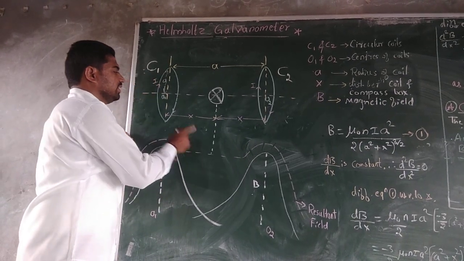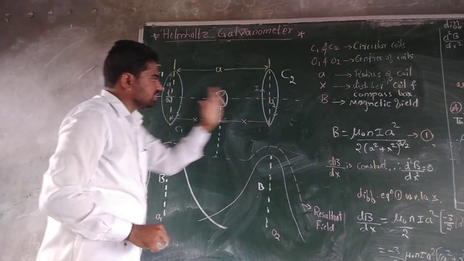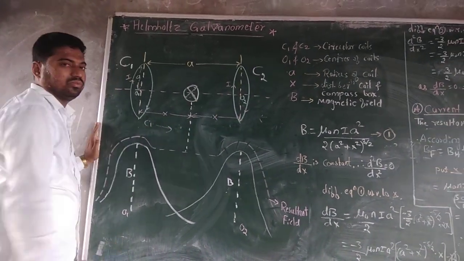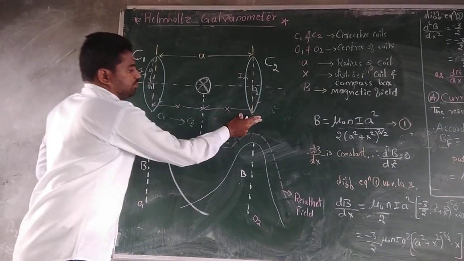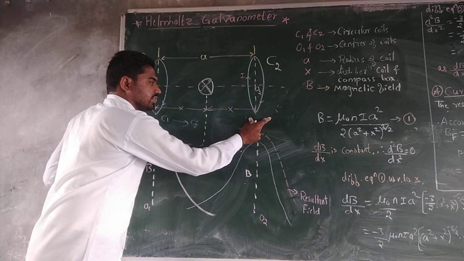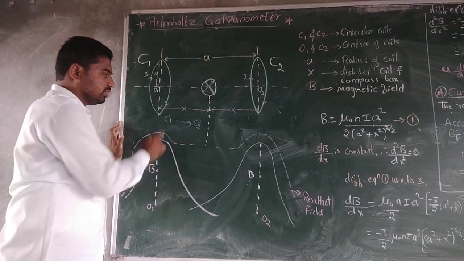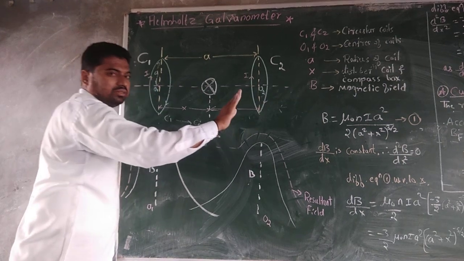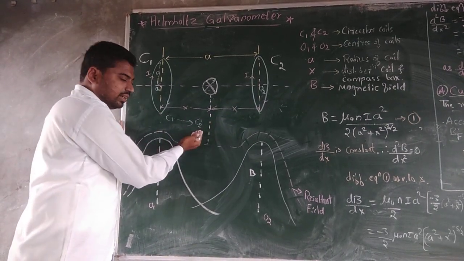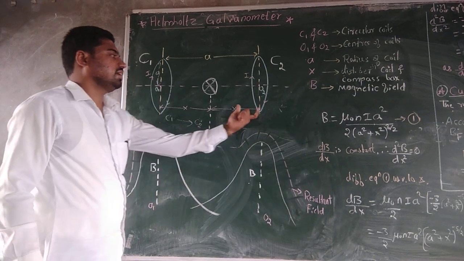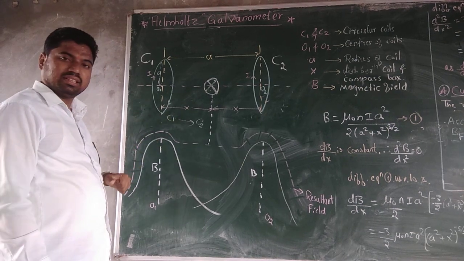See here, suppose this C1 circular coil is moved towards C2. At that time the magnetic field of C2 increases and that of C1 decreases, because C1 moved towards C2. It means C2 is stronger as compared to C1. So the magnetic field produced at coil C2 increases and at C1 decreases.